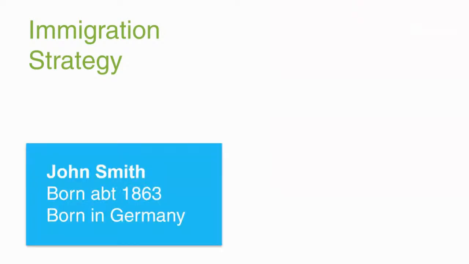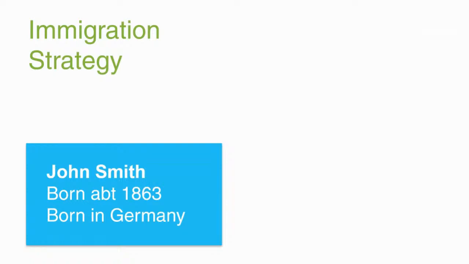So when we approach immigration strategy, the first thing that we want to consider is what is it that we're looking for? What is it we're hoping to find? Usually we start with something like this. You're looking for a man named John Smith, born about 1863, born in Germany. And it's really easy at this point to say, okay, I know he's born in Germany. I'm just going to go look for John Smiths who were born about 1863 in Germany because I'm ready to jump the pond. I'm ready to go look for research in John's homeland, which is Germany.